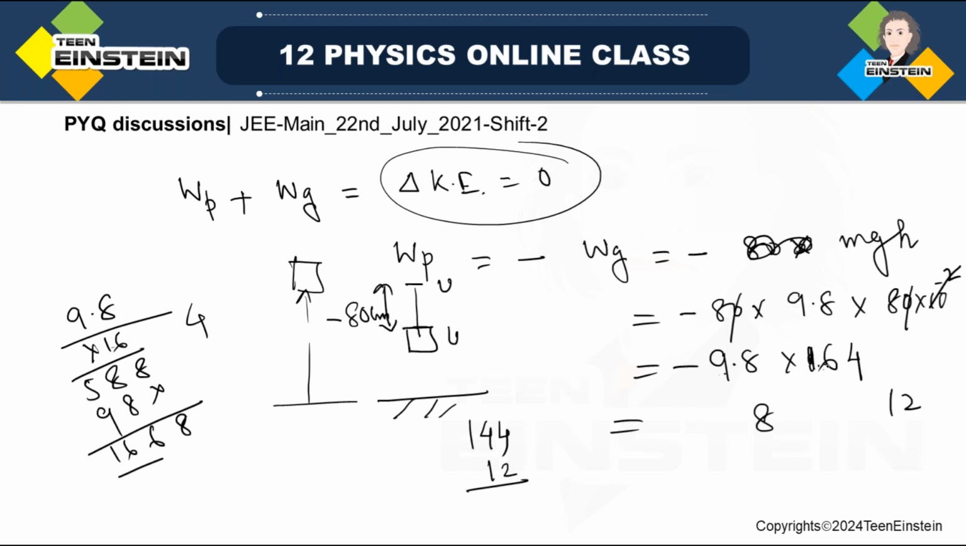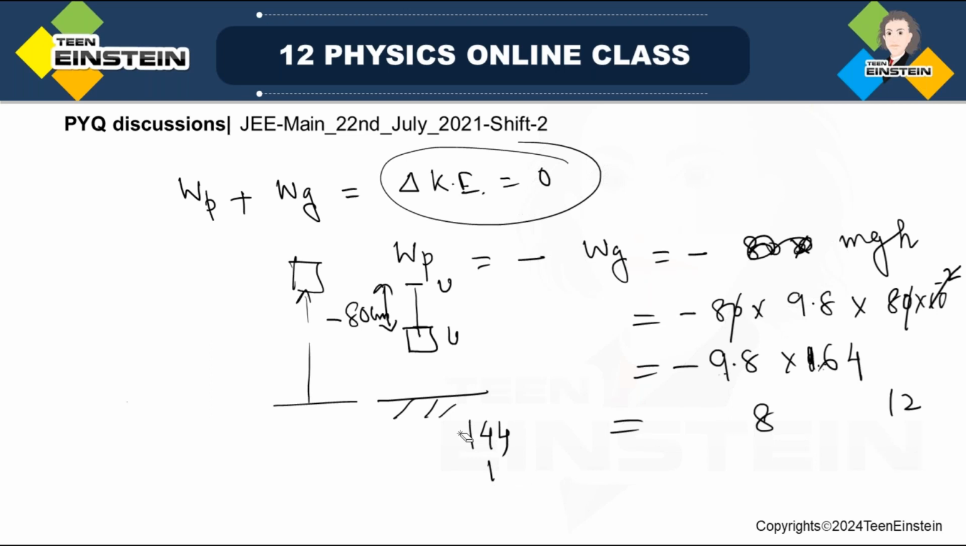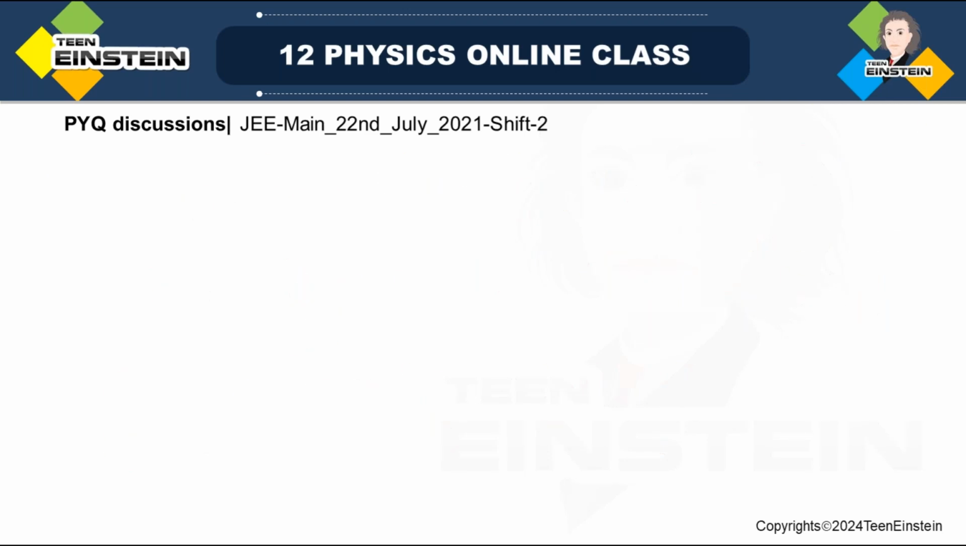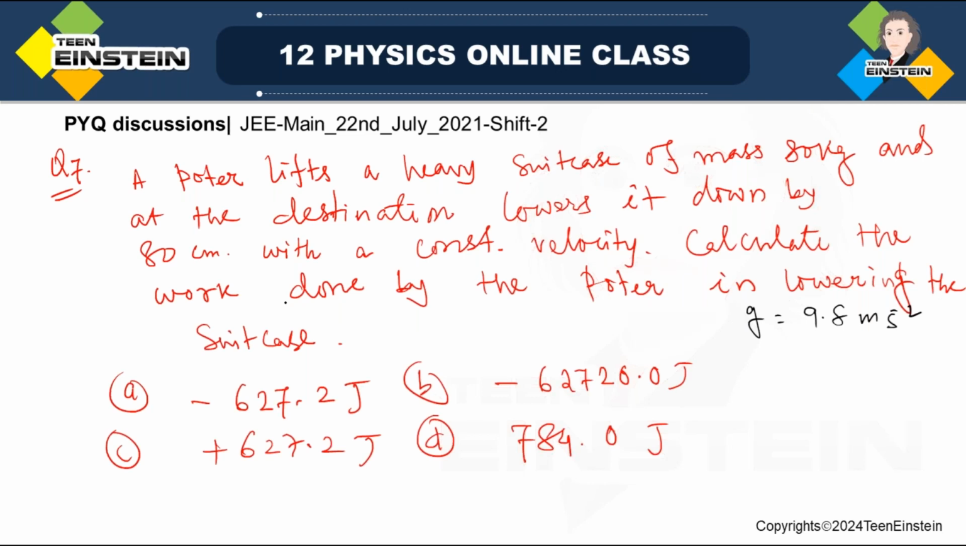I'm sorry. Once you do this multiplication and the calculations properly, you must get minus 627.2 joule. So this is the answer for this question. And see the options given here, option A will be the correct answer for this question. So thank you for your patience. Bye for today.